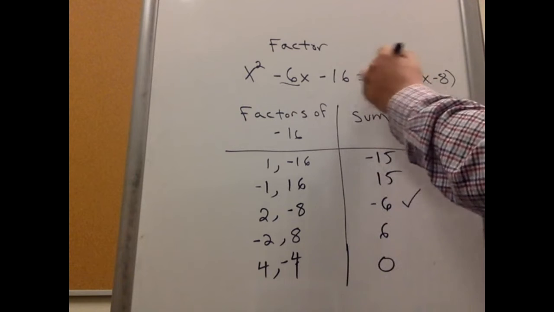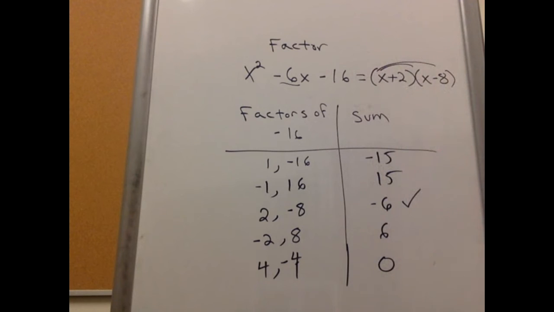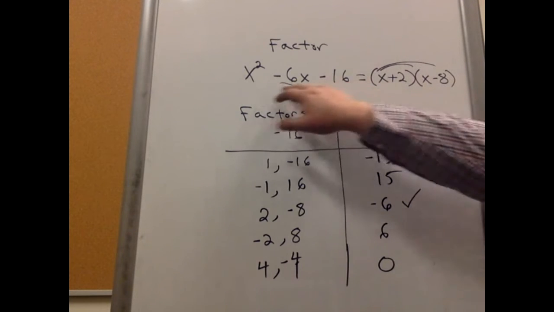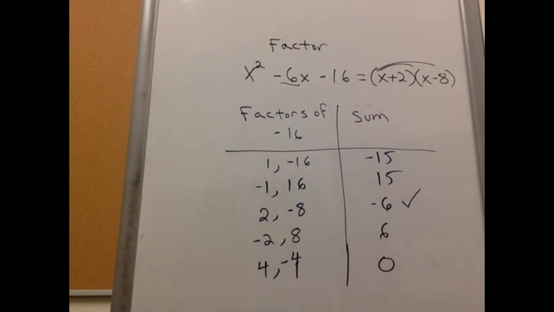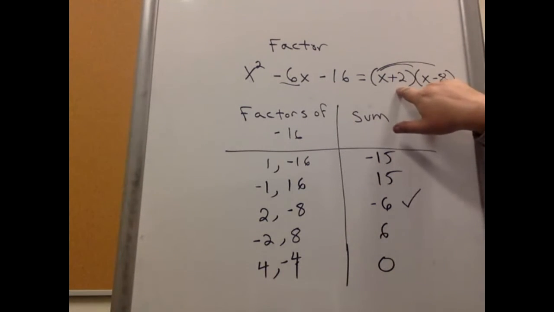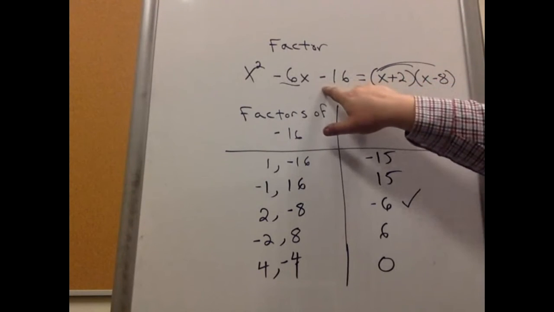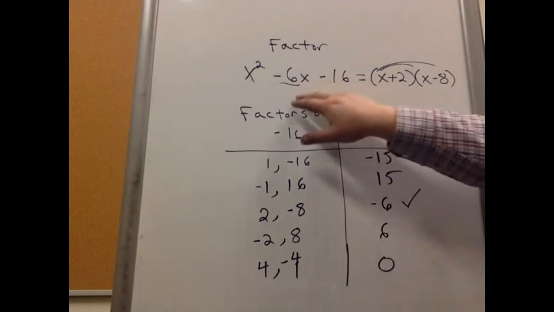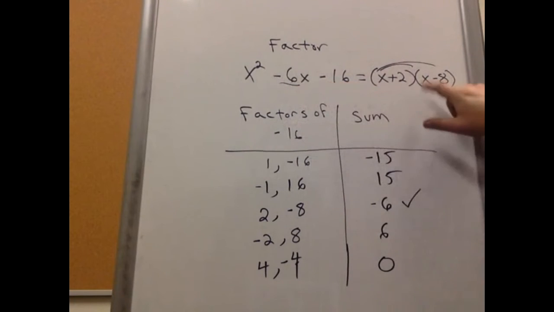If we were to FOIL this back out, would you be surprised to know that you'll just get this back? So basically, if you remember when we did the FOIL expansion, we went from here to here, and now you're doing this technique to go the other way around, from here back to this.